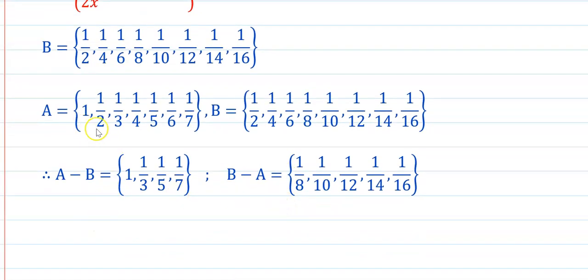मग या दोघांमध्ये कॉमन कोणते आहे? 1 by 2. Next is a 1 by 4, 1 by 6. These are the 1 by 2, 1 by 4, 1 by 6. हे सोडून उरलेले सगळे. 1, 1 by 3, 1 by 5, 1 by 7. What about the B minus A? Then the common elements, that is the first is 1 upon 2 will be not there, 1 by 4 is not there, 1 by 6 is not there, and all the remaining elements are here.